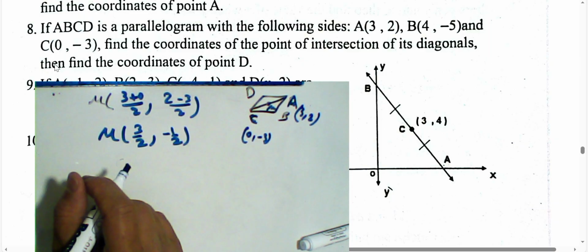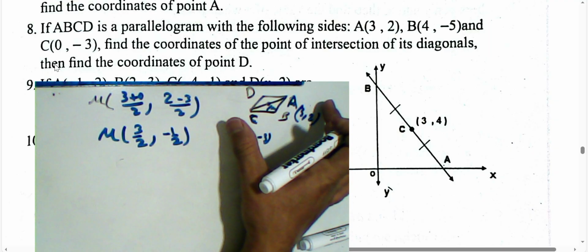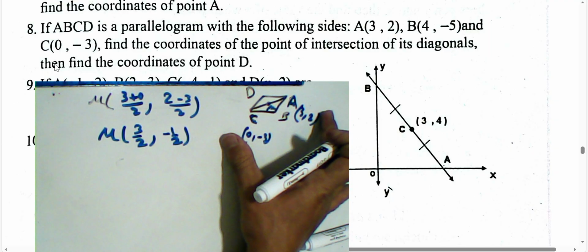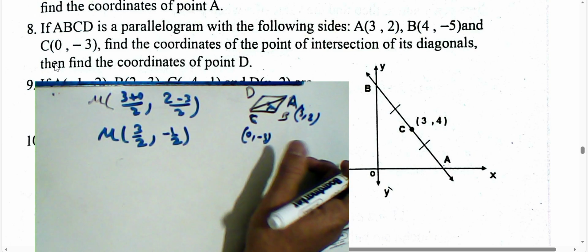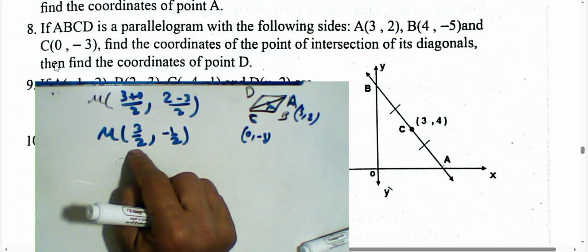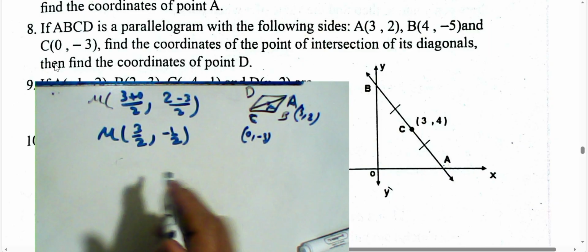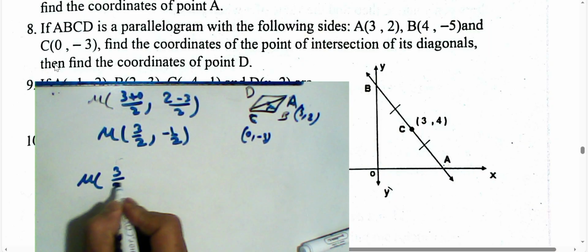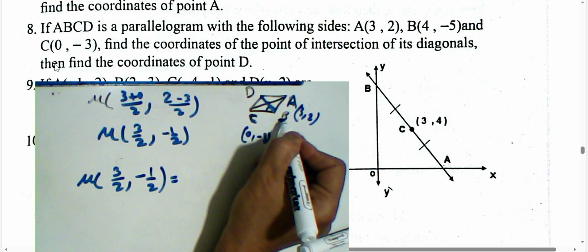It's point M. Again, we have points A and C. A was (3, 2), and C was (0, -3). We can write (3 plus 0) over 2, and (2 plus negative 3) over 2, which will be negative 1 over 2. We must start at the midpoint, equivalent between B and D.